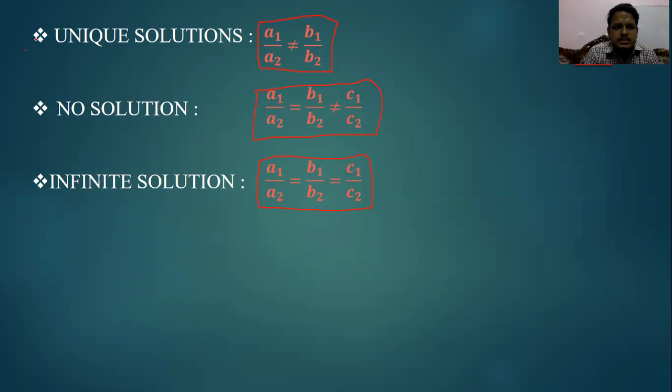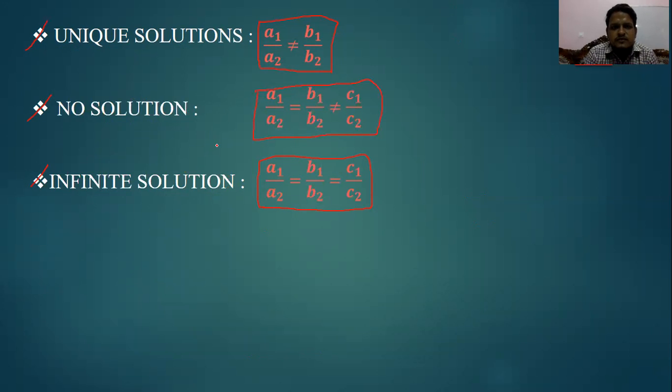So we get three conditions for the three types of solution. When we get a unique solution, a1 upon a2 is not equal to b1 upon b2. If we get no solution, then a1 upon a2 is equal to b1 upon b2 but not equal to c1 upon c2. For the infinite case, a1 upon a2 is equal to b1 upon b2 is equal to c1 upon c2. So from these three conditions, we can say whether the solution is unique, no solution, or infinite solutions. But we cannot tell what the solution is from these three conditions.